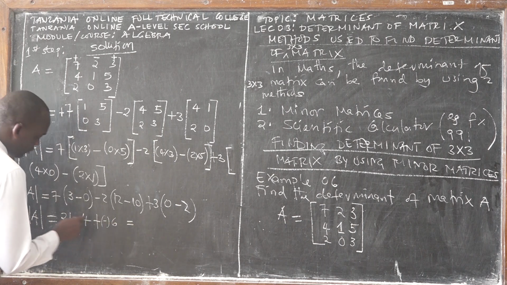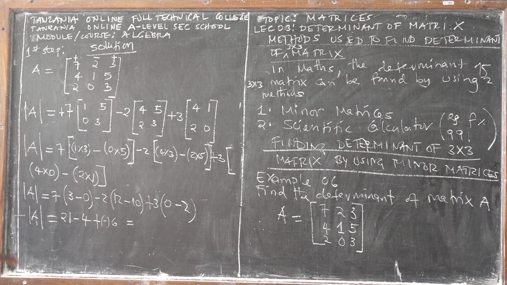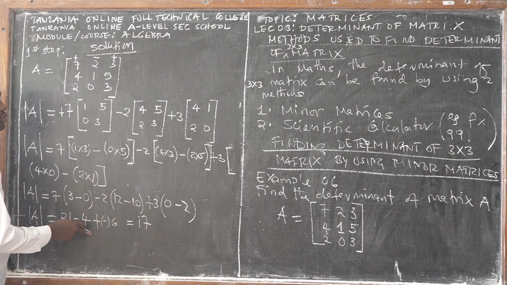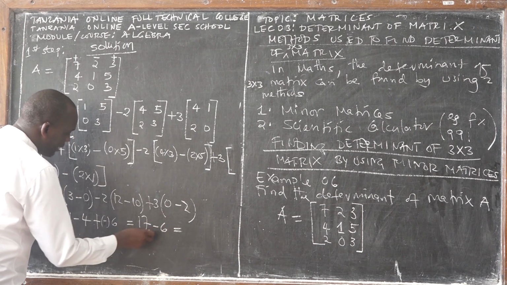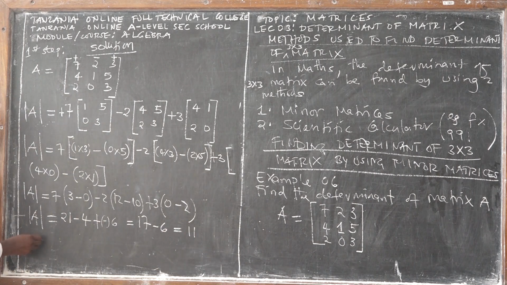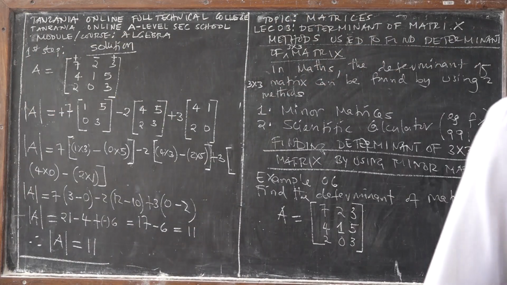Then we have 21 minus 4, which is 17. Then negative, so minus 6. 17 minus 6 is 11. So that is the determinant of the matrix. So the determinant of matrix A is equal to 11. Right. Write it down. We are done.